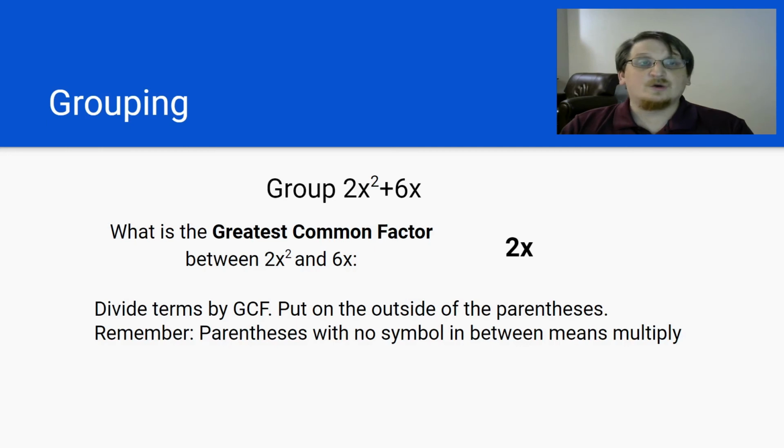So we're left with 1x, or just x, because usually you don't write 1x, you just use x by itself. The 1 is just implied. Since we don't have a number in front of it, we just assume there's a 1. Now 6x divided by 2x: 6 divided by 2 is 3, and x divided by x is 1. We combine those together, and we get x plus 3. So we're going to put x plus 3 inside the parentheses, and then we put our greatest common factor, 2x, on the outside of the parentheses.